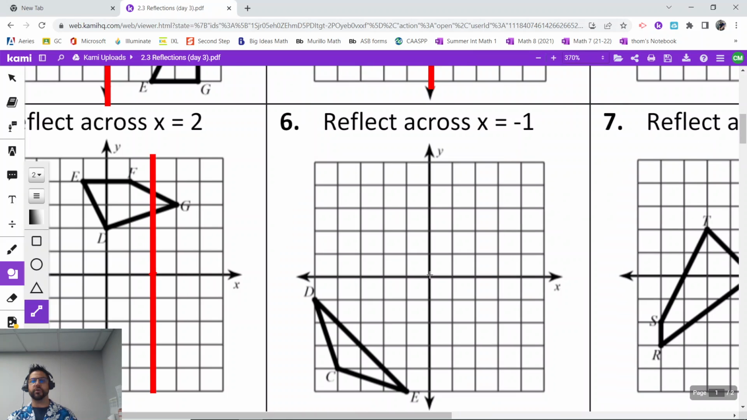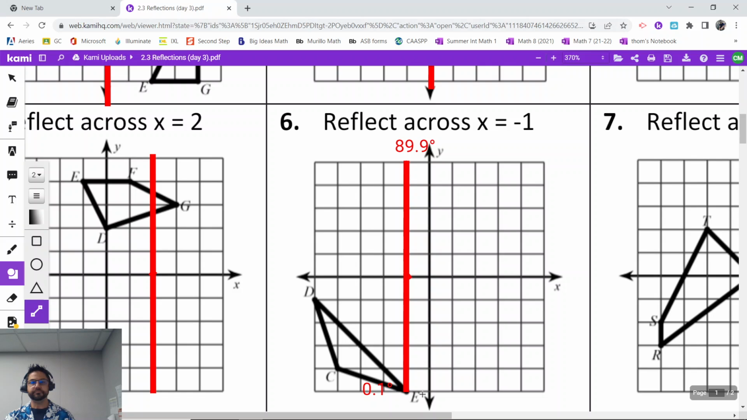Number 6, same strategy. Go ahead and start at the origin, but this time it says x equals -1, so we're going to count left 1, put a little highlighter dot. Again, same concept. Do I highlight horizontal or vertical? If I highlight horizontal, that's the x-axis. I don't want the x-axis, so I highlight vertical.